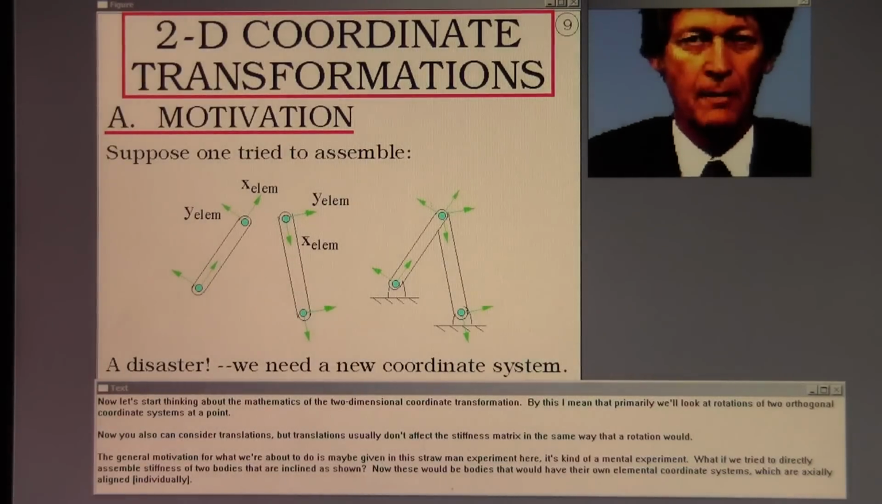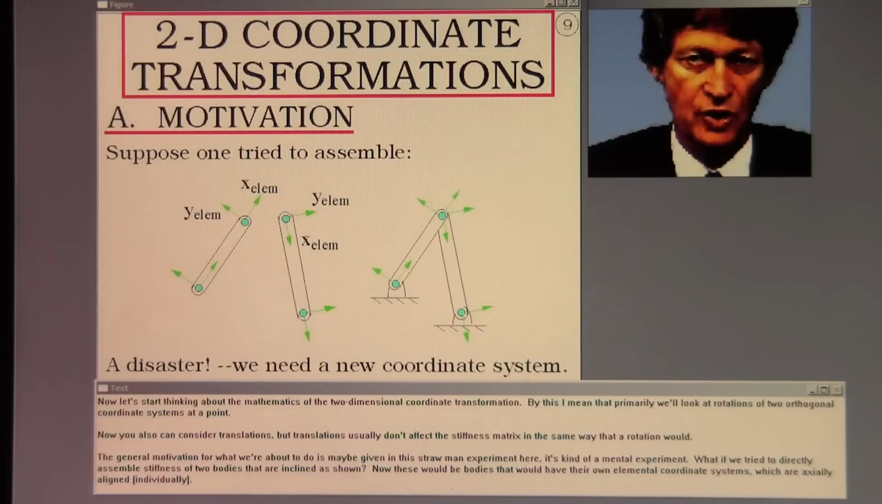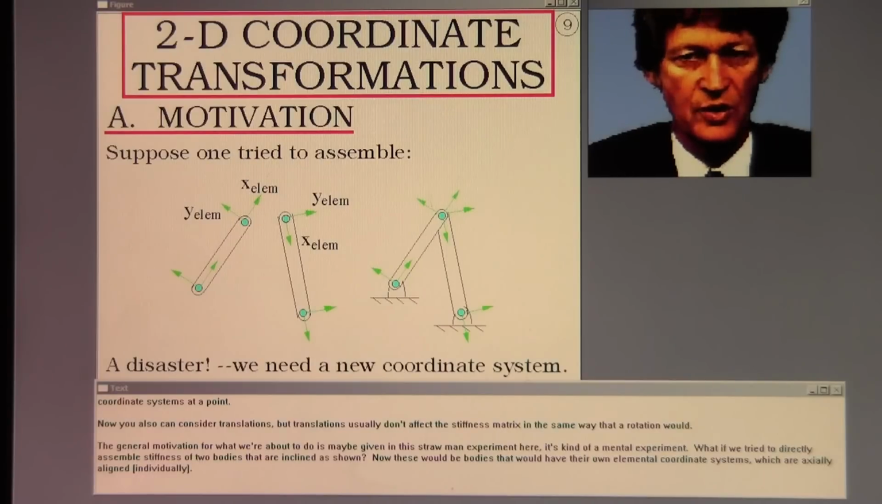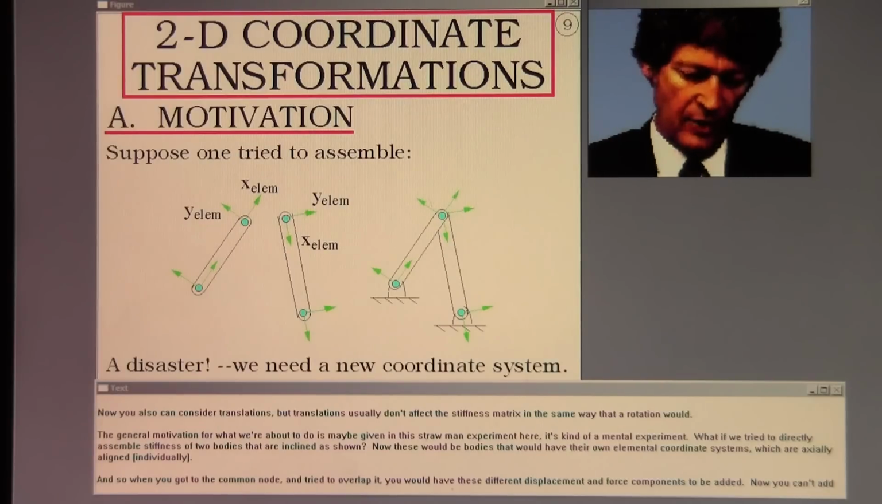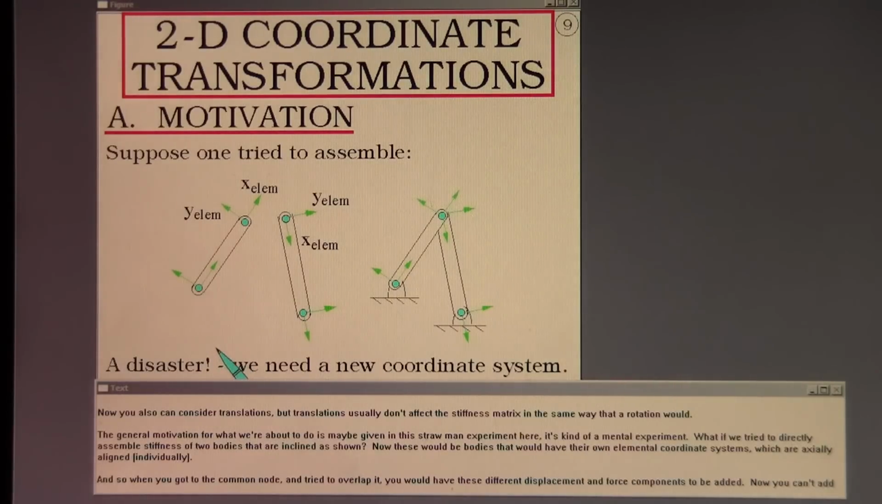Now let's start thinking about the mathematics of the two-dimensional coordinate transformation. By this I mean that primarily we'll look at rotations of two orthogonal coordinate systems at a point. Now you also can consider translations, but translations usually don't affect the stiffness matrix in the same way that a rotation would. The general motivation for what we're about to do is maybe given in this straw man experiment here.